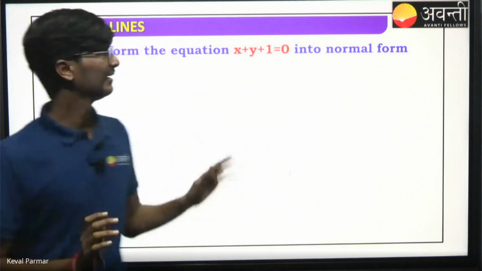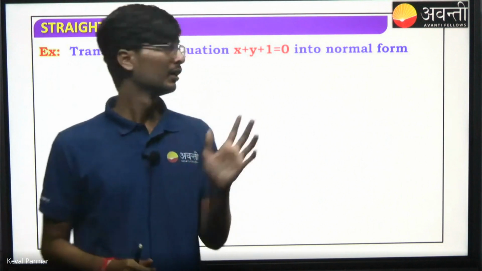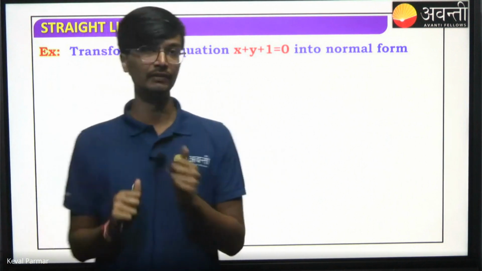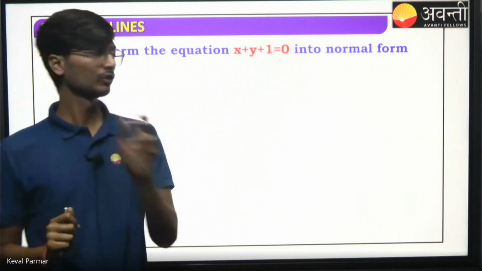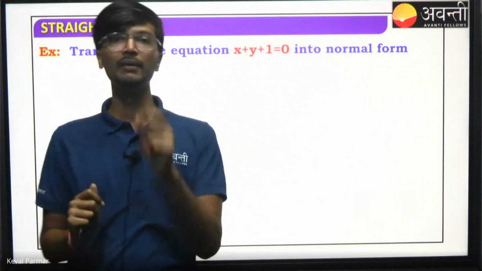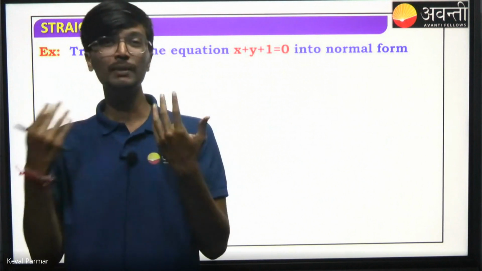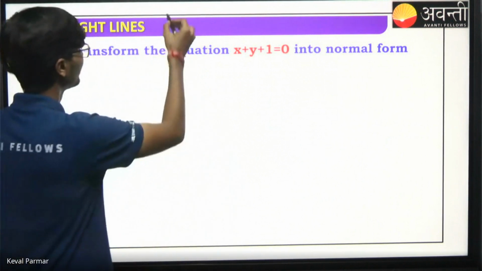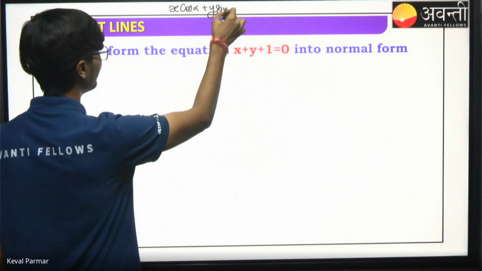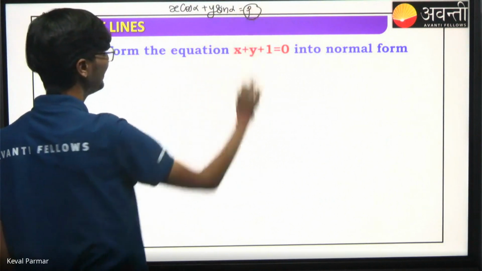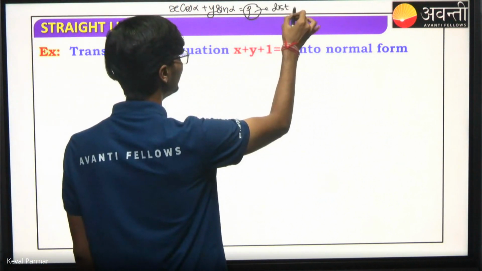So let's say the first step is to take the constant term to one side so that it is not negative. Now, if I take minus 1 to the other side, it will become, sorry, if I take plus 1 to the other side, it will become minus 1. Now, minus 1 is a negative quantity, but we want positive. Why? Because x cos alpha plus y sin alpha is equal to p. Here p is a distance. So p should always be positive.